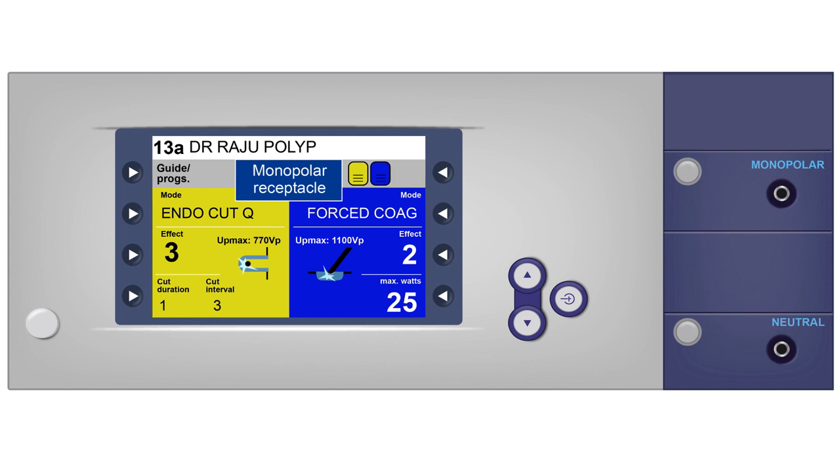Let us talk for a moment about bipolar circuit. In bipolar, the active electrode also works as a returning electrode, so there is no need for a so-called returning electrode or grounding pad. The bipolar system is used for hemostasis. Typical examples are a bicap probe or gold probe, or bipolar scissors or needle knives.